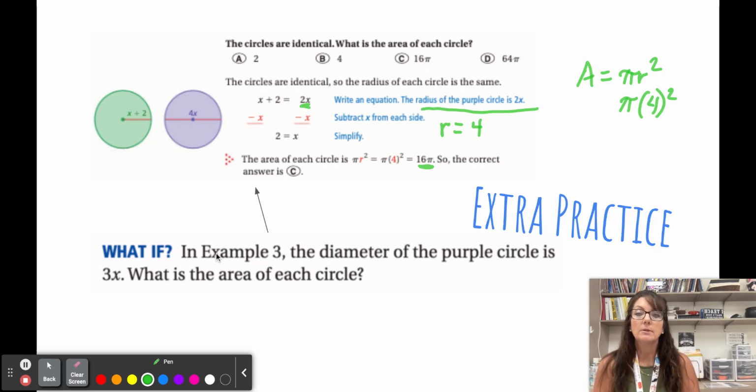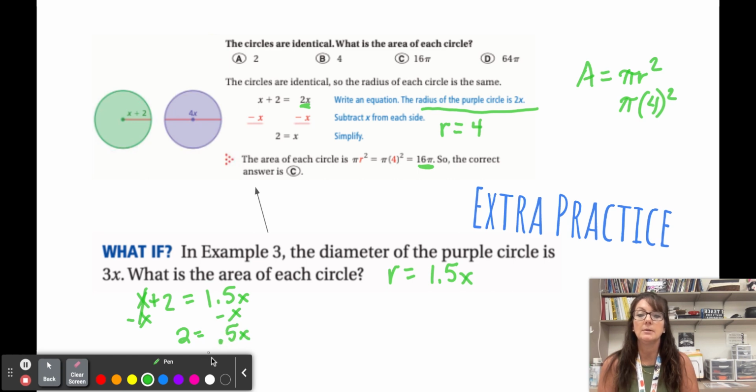So in this example, that was example 3 in your book, what if we changed this one here to 3x, okay? So that means that half of 3x, because this is the diameter, that makes the radius of the purple circle now equal to 1.5x. So the same equation everywhere. X plus 2 is equal to 1.5x. We'll still go ahead and subtract x. So we'll get, and that's there. So 2 is equal to 0.5x. I'll just go ahead and keep it in the decimal form.